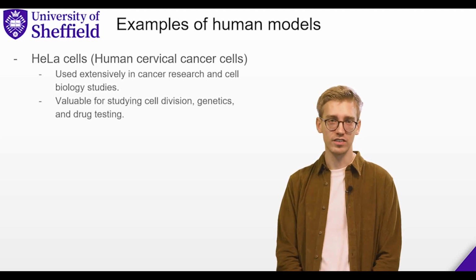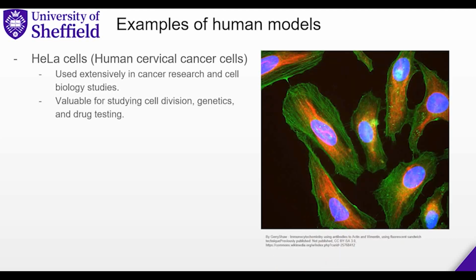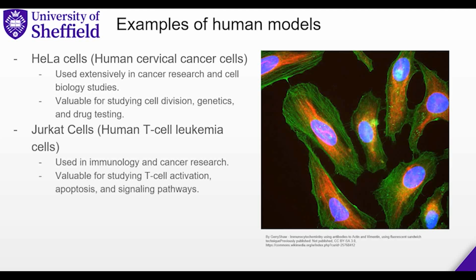So let's say you are interested in a specific human disease and you want to understand how it works. The first thing you can try to do is modeling this using cell culture techniques. In cell culture, specific cell types allow for specific hypothesis testing. For example, HeLa cells, which are human cervical cancer cells, can be used for studying cell division, genetics, and testing drugs. Another cell line you could use is Jurkat cells, which are human T-cell leukemia cells. These are widely used in immunological research and cancer research and are valuable for studying T-cell activation, apoptosis, and certain signaling pathways of the adaptive immune system.